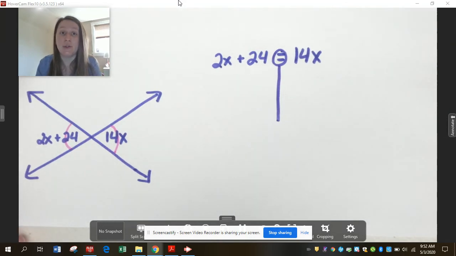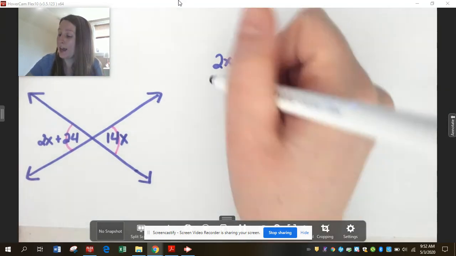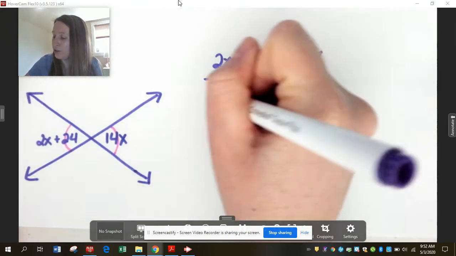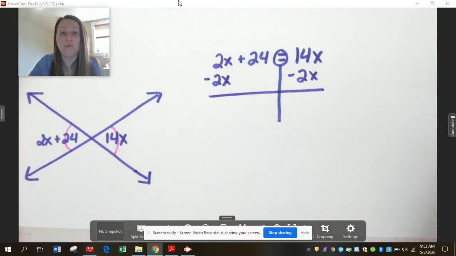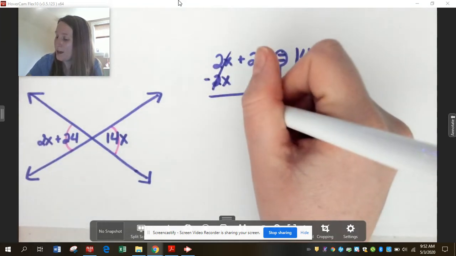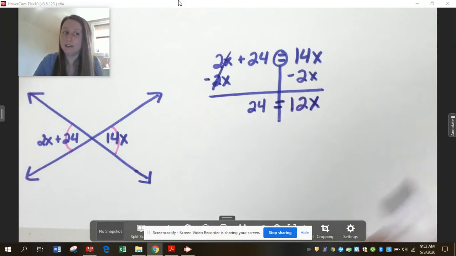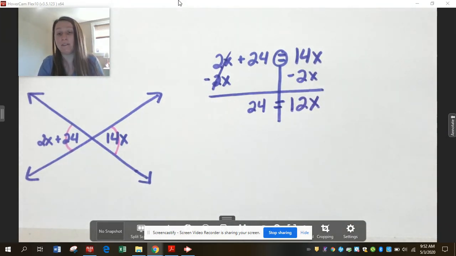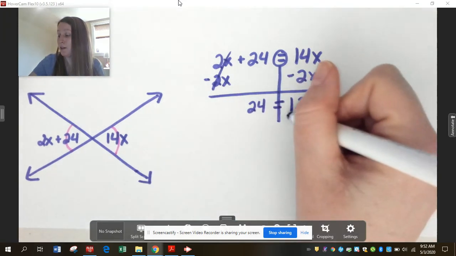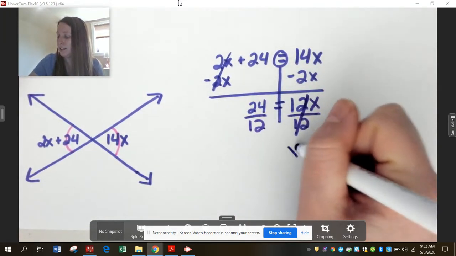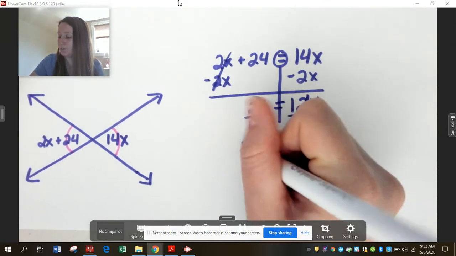First thing I want to do is get my x's on one side. So I'm going to subtract 2x, subtract 2x. So now these cancel out. I've got 24 equals 12x. And then my last step to be able to solve for x is divide. So I'm going to divide by 12, divide by 12. This gets me x equals 2.